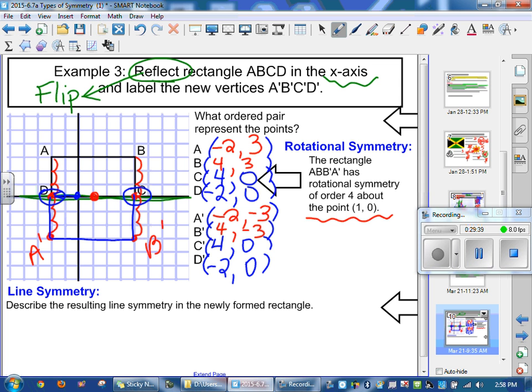Then it's going to say, well, our newly formed object, does it have line symmetry? Well, what did I form? I formed a square. Now, if it's an exact square, we know we can cut it how many times?